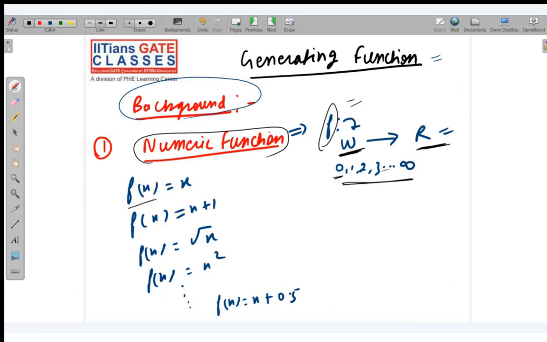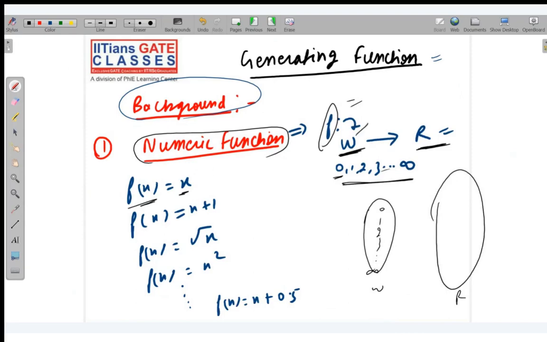That is a numeric function. For example, f(x) can be x. So f(x) = x means what? See this. You have 0, 1, 2, 3, dot dot dot up to infinity. This is your whole number set and this is your real number set. So I think you know now, this is the domain and this is the codomain. The real numbers are the codomain.